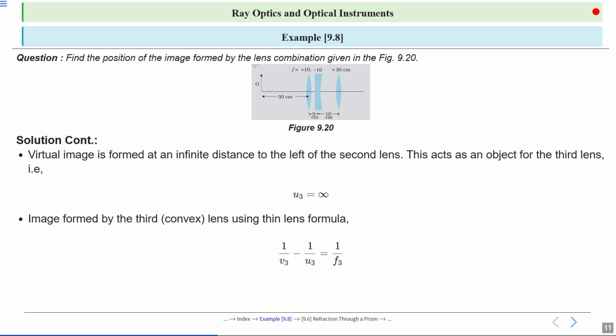So image formed by the third lens using the thin lens formula. Again applying the thin lens formula, 1 upon V3 minus 1 upon U3 equal to 1 upon F3. Now U3 is infinite, so we can put U3 equal to infinity. So 1 upon infinity will become 0 eventually. So it will simplify the equation. So 1 by V3 will be equal to 1 upon F3 simply. That means V3 will be equal to F3.